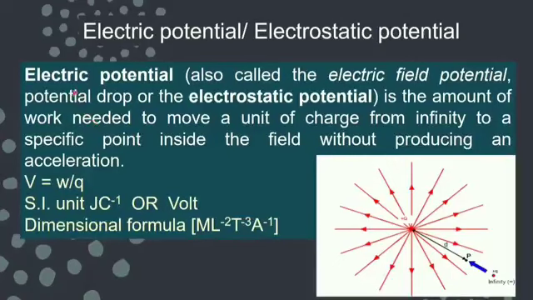So if you want to define electrostatic potential, or electric potential, we may call it, it is the amount of work which is required to move a unit of charge, unit positive charge, you may write, from infinity to a specific point. It means where I want to find the potential, that point I need to take, and without producing any acceleration.